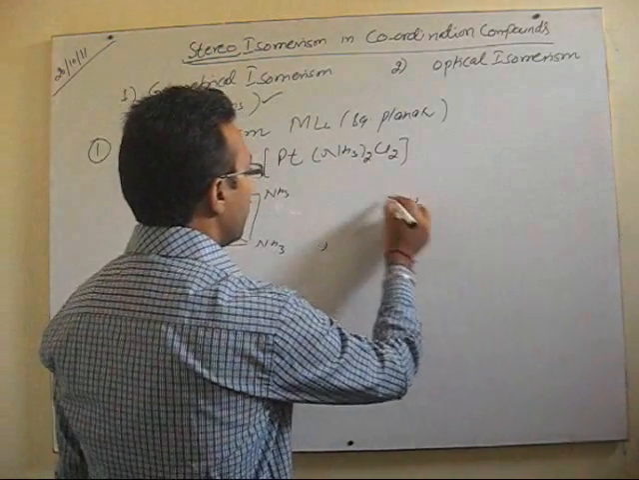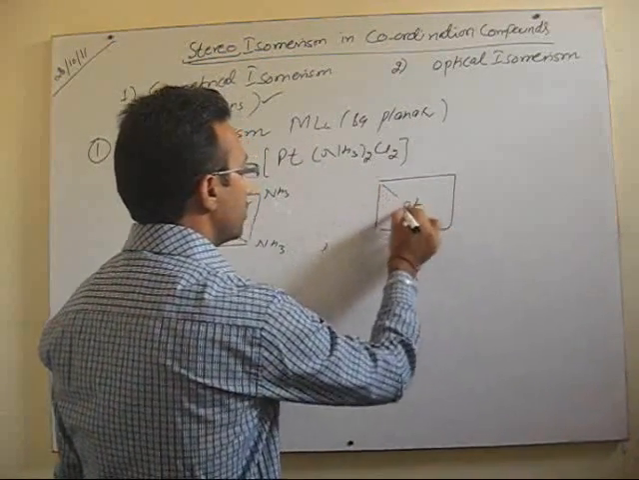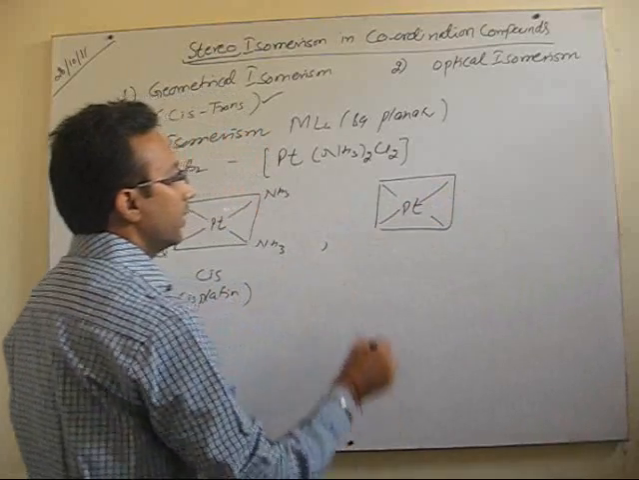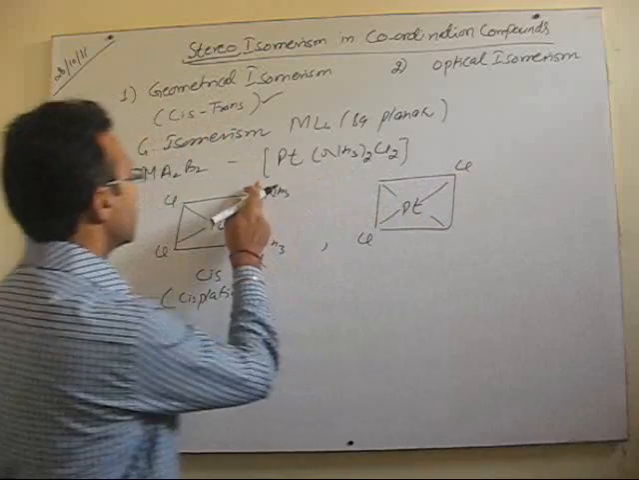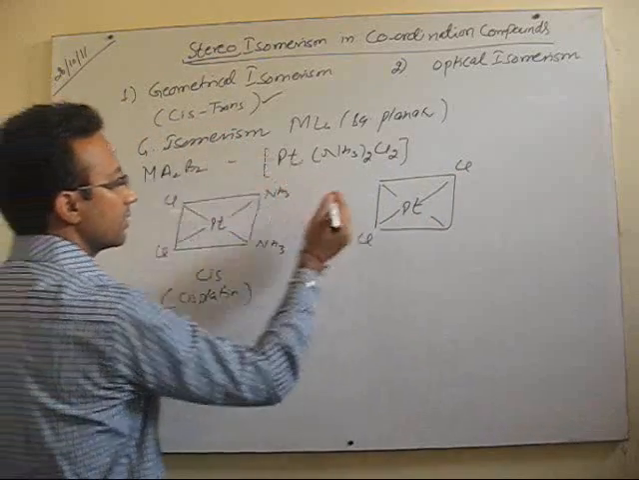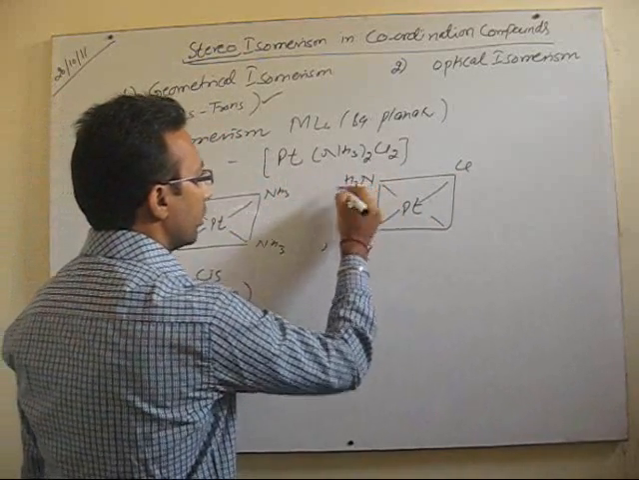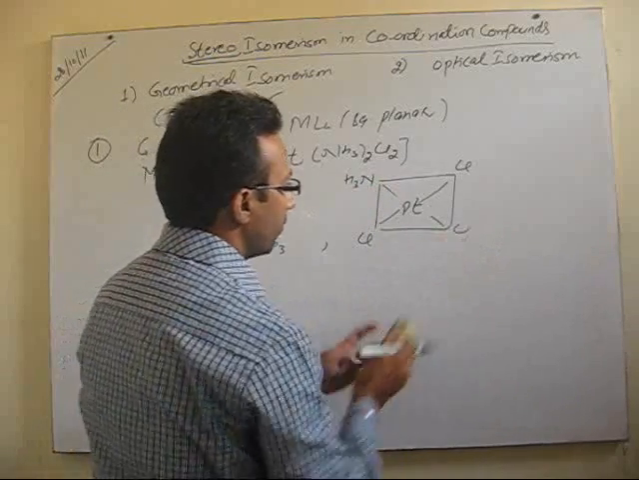Another arrangement: if I make some changes in the position here, suppose I have replaced this ammonia with Cl, so these are exchanged, and you get this type of arrangement here.